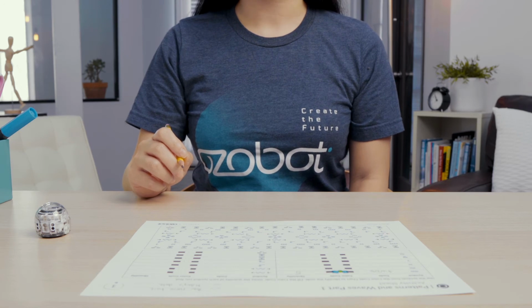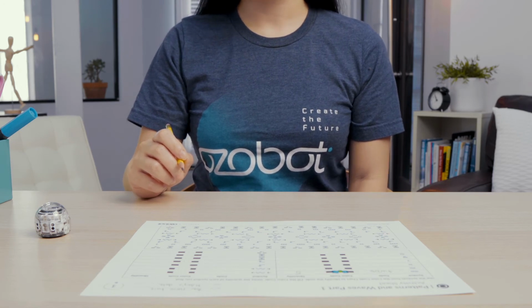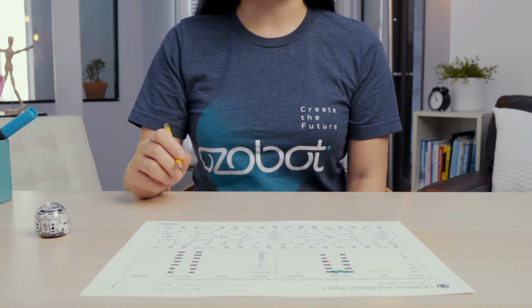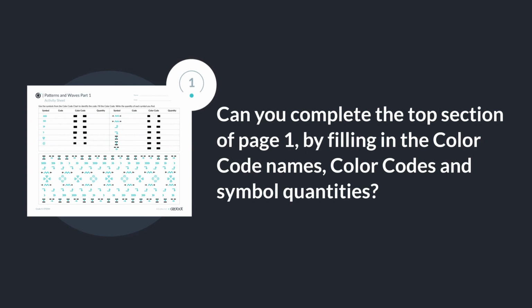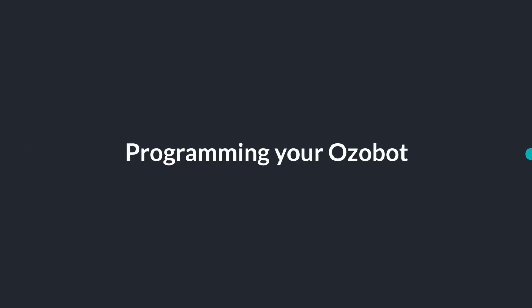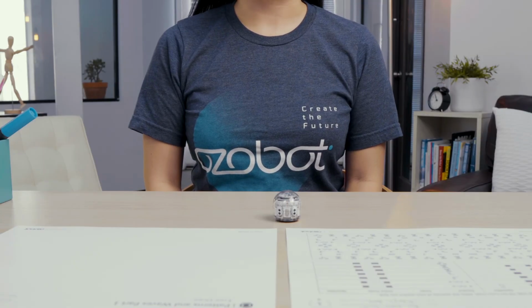Next, you will complete the remaining color code names, color codes, and symbol quantities. Can you complete the top section of page 1 by filling in the color code names, color codes, and symbol quantities? Great work finding all those symbols.